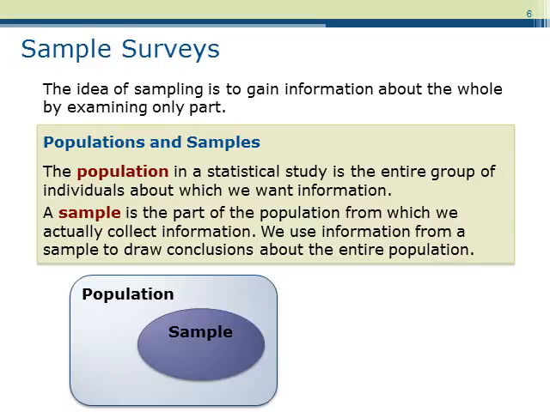Now, due mainly to practicality concerns, it's typically unfeasible to gain information about the entire population. And this is where a sample comes into play. A sample is a part of the population from which we actually collect information. Our goal is to use the information in the sample to try and draw conclusions about the entire population.